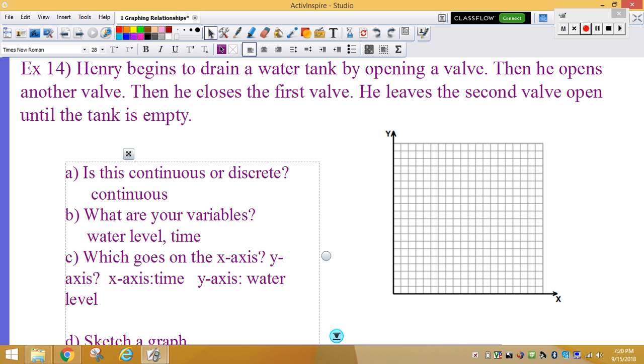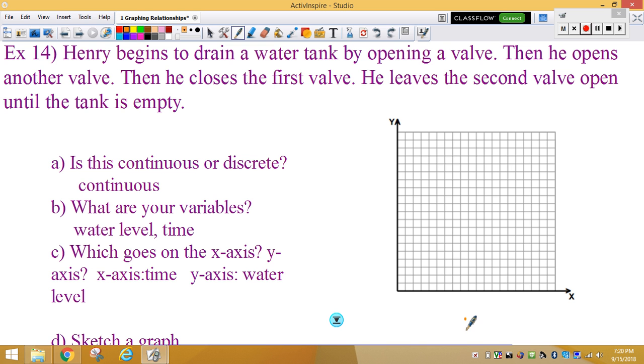And let's graph. So I got time and I got water level. So if I'm talking about draining this water tank, where's your water going to start? Is it going to start down here at 0, or is it going to start up high? It's going to start up high because we're draining the water. So he opens a valve. So water is going to go down, right?